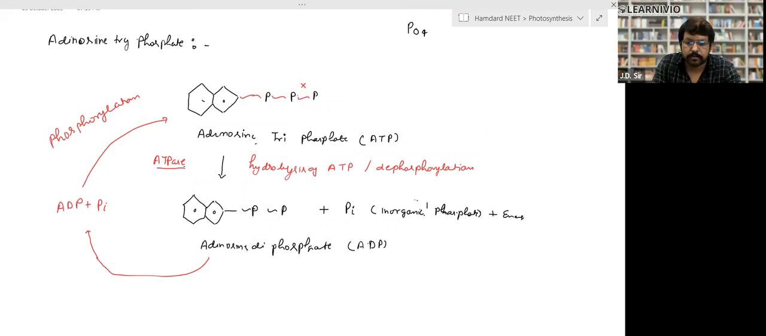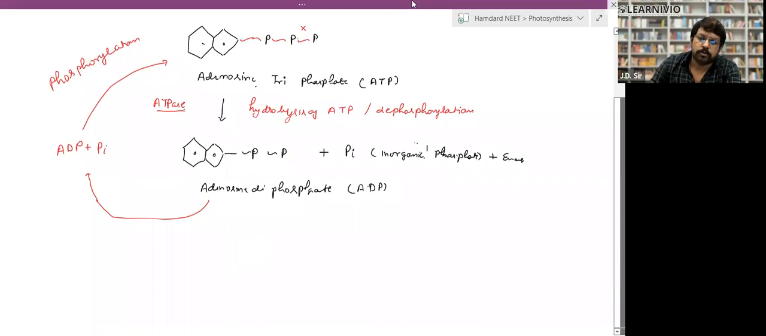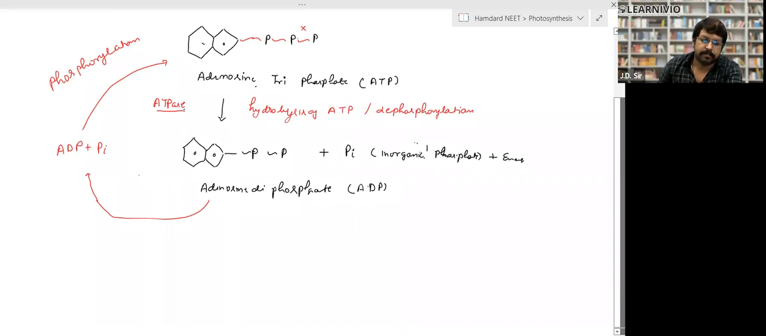ATP breaks down. Next point. ATP breaks down into ADP with the help of ATPase enzyme.